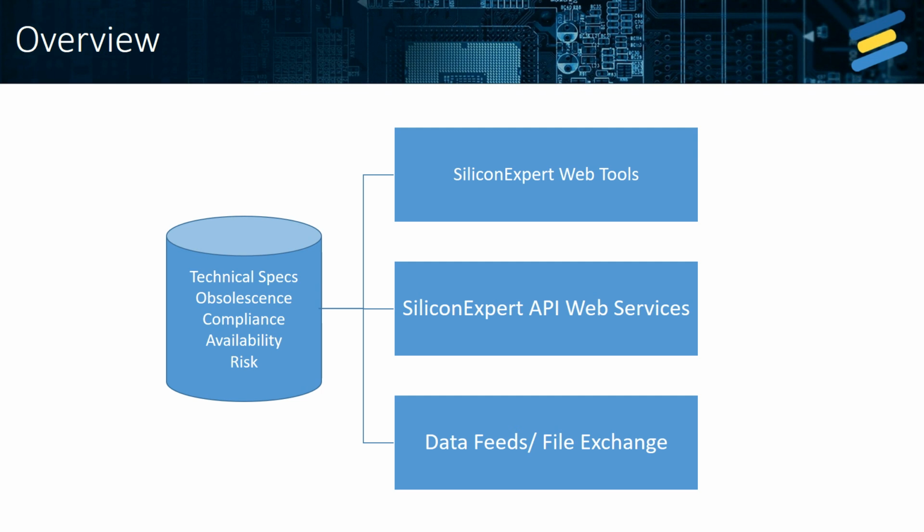Another method is through the Silicon Expert APIs, where companies can connect their tools, such as PLM tools and CAD tools, to a Silicon Expert database directly and pull information automatically that way. And the third method is similar to APIs, which is direct data feeds and file exchanges, also meant to integrate multiple different systems from different companies. In this video, we're going to be looking at the Silicon Expert web tools.